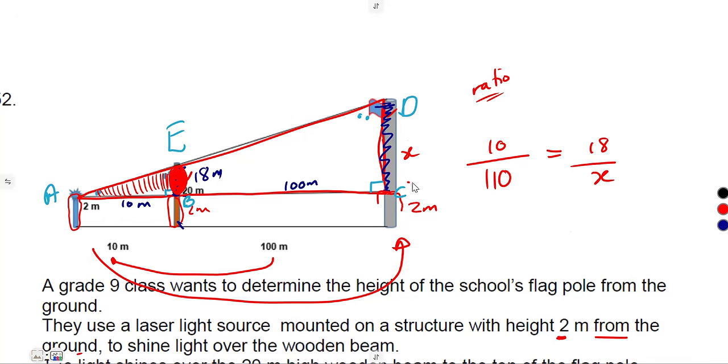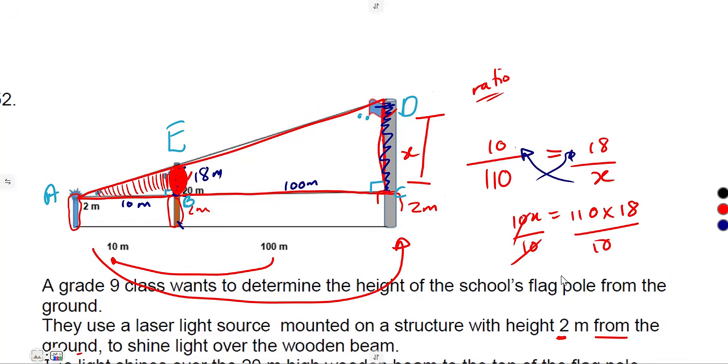So X is the length CD, not the height of the flagpole. For the height of the flagpole, you must add the 2 meters because it's from the ground. So find this x first. You can just cross multiply there. That is 10 times x. 10x is 110 times 18, then divide by 10 on both sides. So our x is going to be 11 times 18, which is 198 meters.